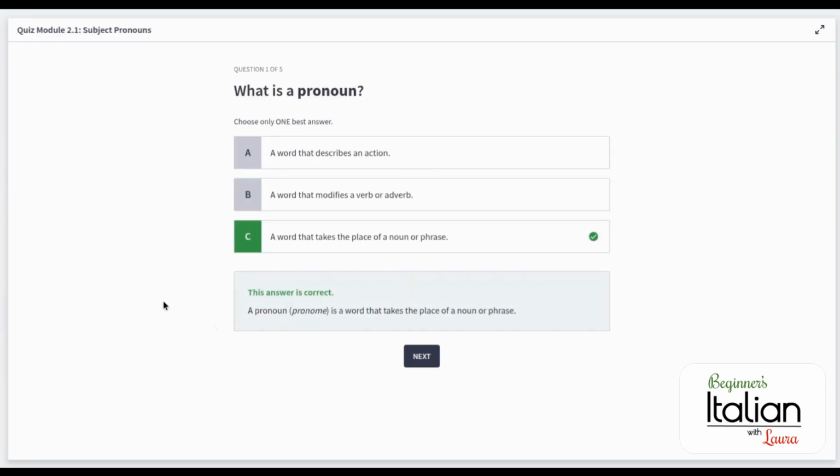Okay, letter C is the correct answer. A pronoun, or pronome, is a word that takes the place of a noun or phrase.